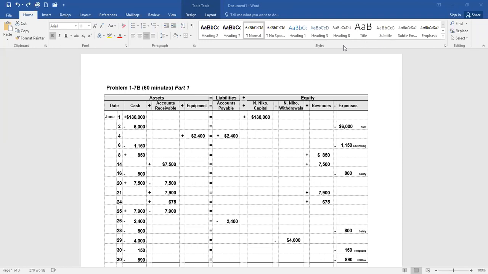June 2nd, the company rented a furnished office and paid $6,000 cash for June's rent. So we look to see what's affected. Well, cash. Cash decreased because they paid $6,000. So we will decrease the cash column by $6,000. What did they pay for? They paid for a rental service. Rent is an expense to the company.